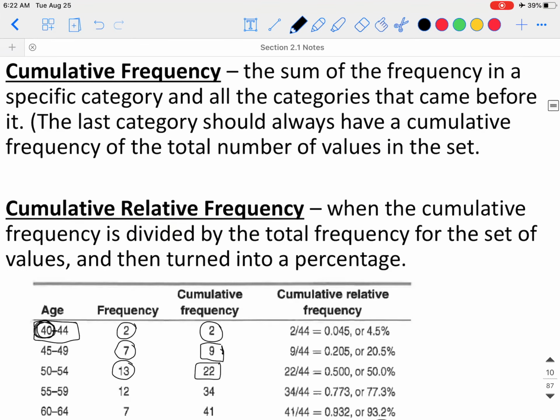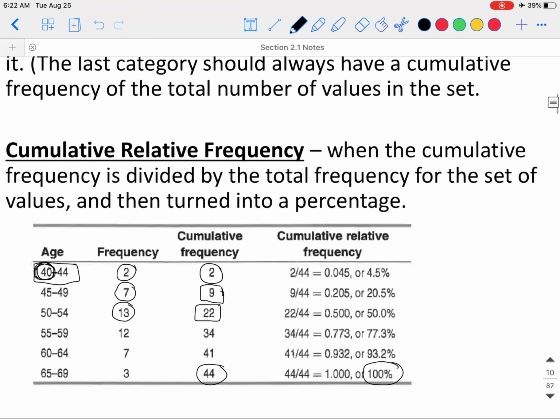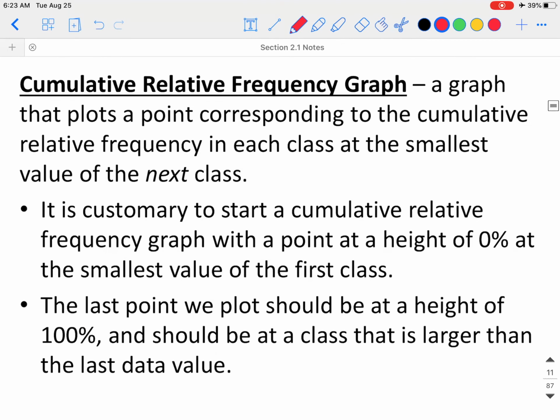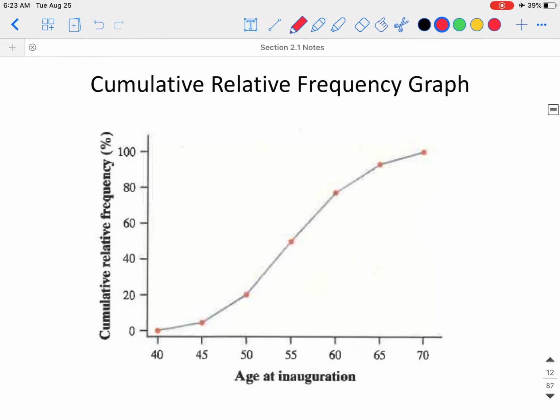Our last data point on the table is at 69. So since the last data point is at 69, we need to end our graph higher than that. So they end the graph at 70 for 100%.